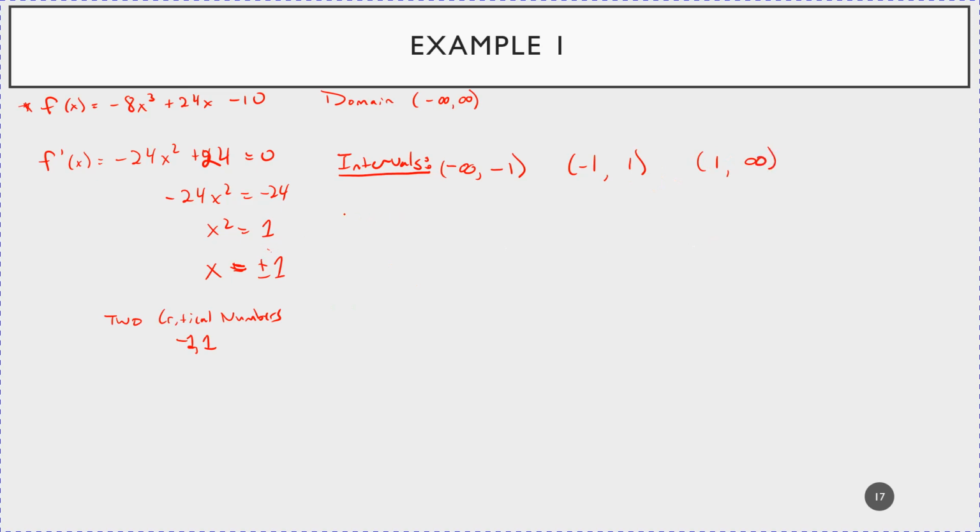All right, so then you're going to have to pick your test values. I'm just going to pick -2 here. I'll pick 0, and I'll pick 2, right? Between negative infinity and -1, I'll pick -2, that's easy. Between -1 and 1, I'll pick 0. Between 1 and infinity, I'll pick 2. All right, then what you need to do is find the signs, right?